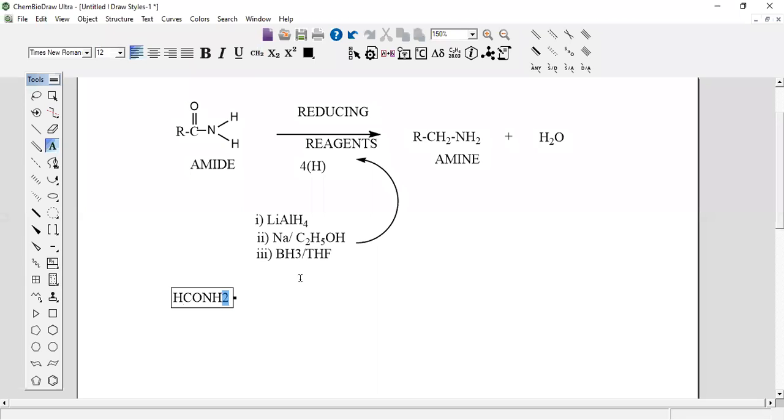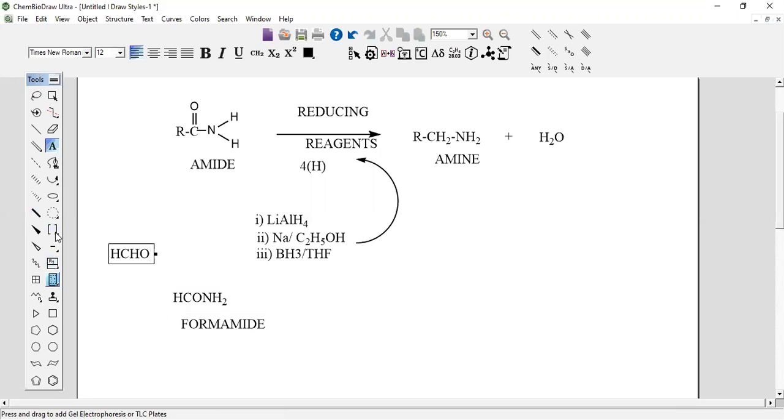And what is the name of this compound? Anybody? Can you tell me? This is going to be formamide. Not formaldehyde, formaldehyde is different. HCHO is formaldehyde. This is called formamide.